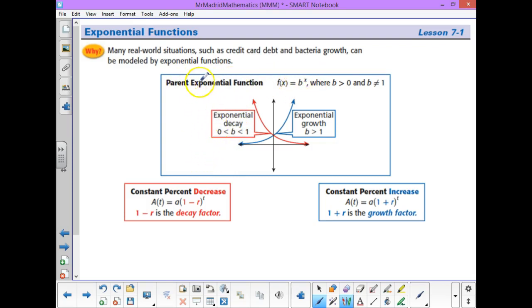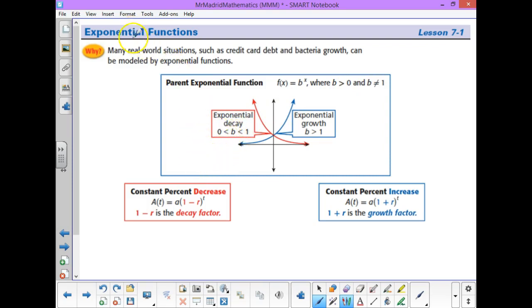Okay, the parent of an exponential function f of x equals base b raised to exponent x. Right? Very important, b must be positive. B cannot equal 1. And how do you know if you have growth or decay? You look at the base b. So long as you're larger than 1, you're okay for growth. For decay, very important, still b must be positive. Remember, b cannot equal 1, so it must be between 0 and 1. Okay?